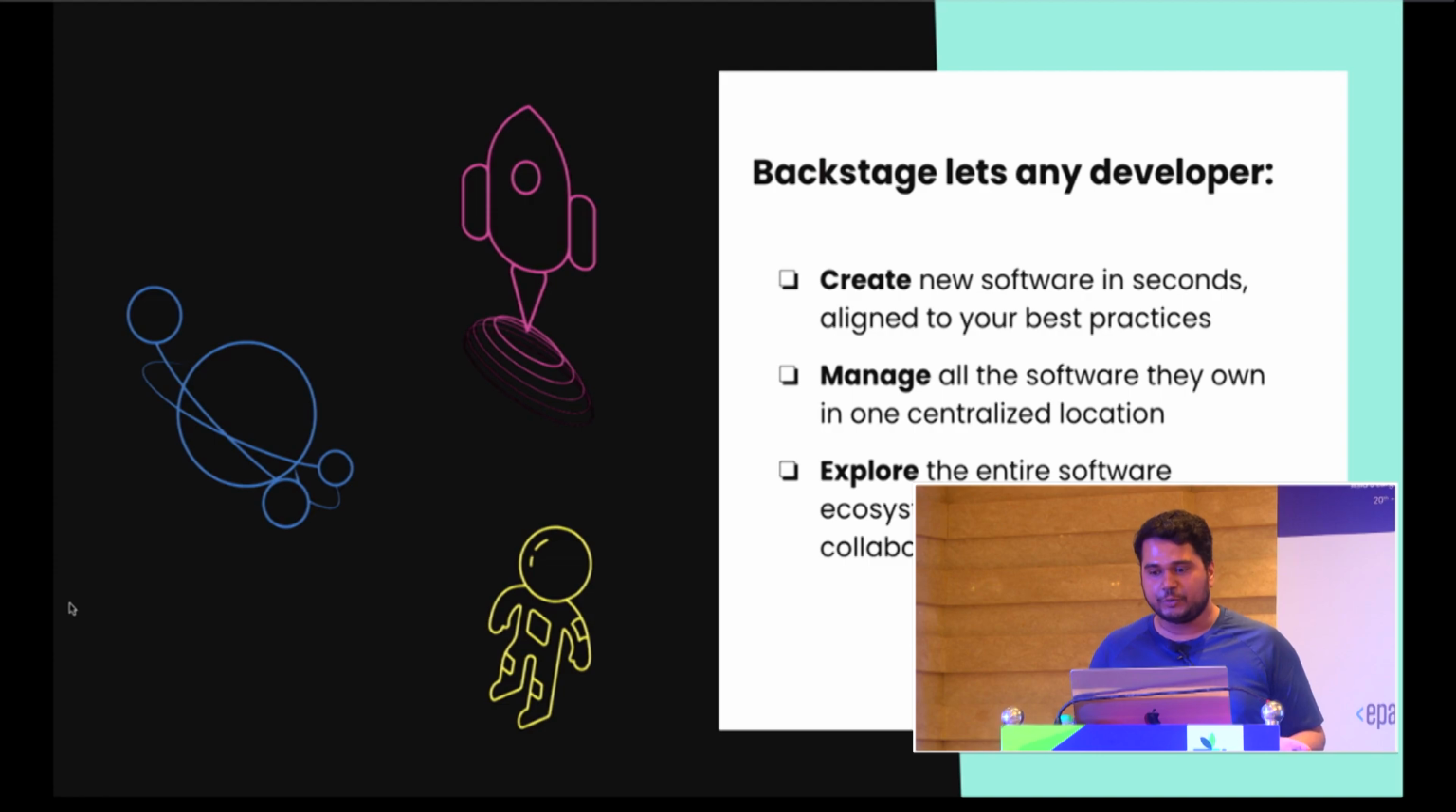But what does Backstage do? So there are 3 main jobs to be done from Backstage. It lets you create new software in seconds, aligned to your company's best practices. It lets you manage all the software you own in one centralized location. And it lets you explore your existing software ecosystem inside your company to enable collaboration across the org. That's it, 3 main jobs to be done. So instead of being frustrated by architecture, your developers get back control over it so that they can free up and then focus on building that one particular app.